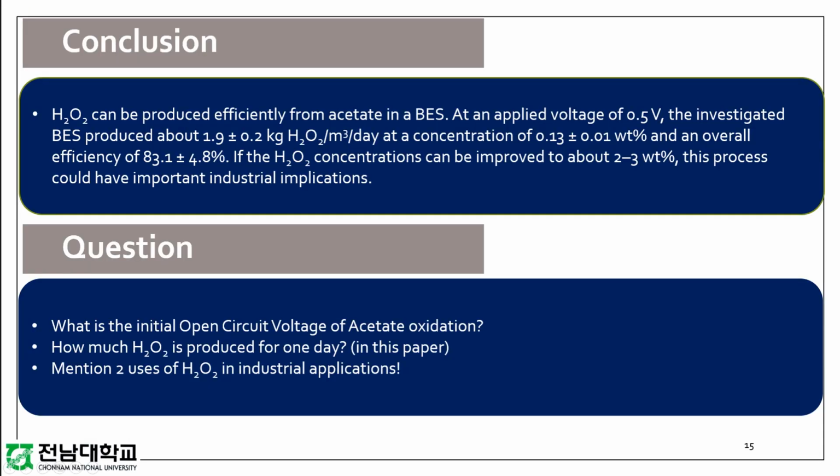Conclusion. In conclusion, hydrogen peroxide can be produced efficiently from acetate in a BES. At an applied voltage of 0.5 volt, the investigated BES produced about 1.9 plus or minus 0.2 kilograms hydrogen peroxide per cubic meter per day at a concentration of 0.13 plus or minus 0.01 weight% and an overall efficiency of 83.1 plus or minus 4.8%. If the hydrogen peroxide concentrations can be improved to about 2 to 3 weight%, this process could have important industrial implications. And the questions are, what is the initial open circuit voltage of acetate oxidation?